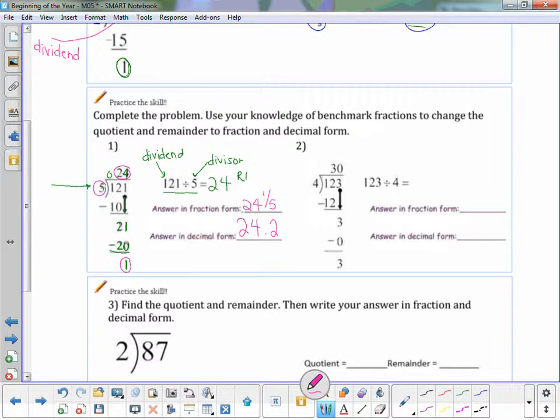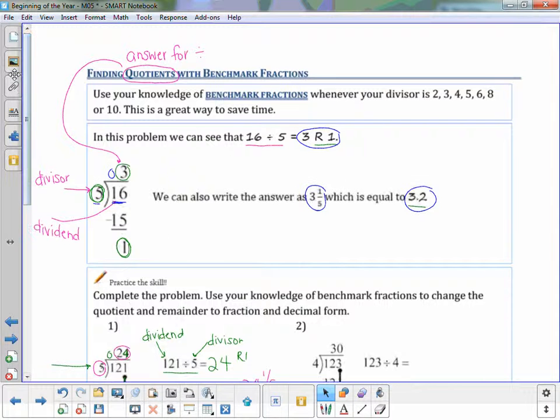Okay. So let's go ahead and work on this part. You guys can keep going, and I'll be around to help you. All right? Okay, you guys can get started. Find the quotient.